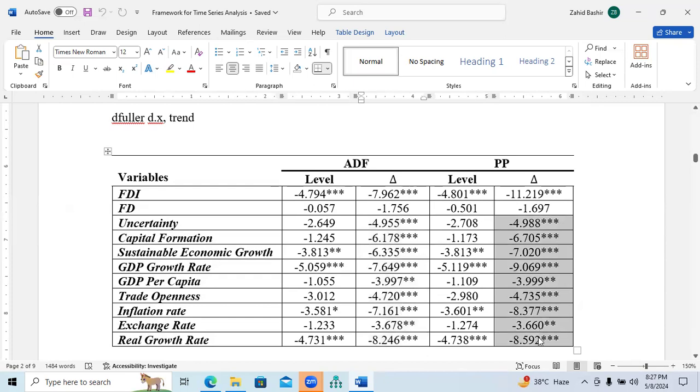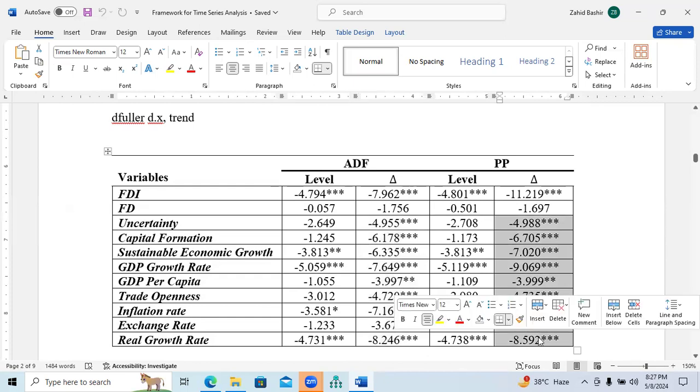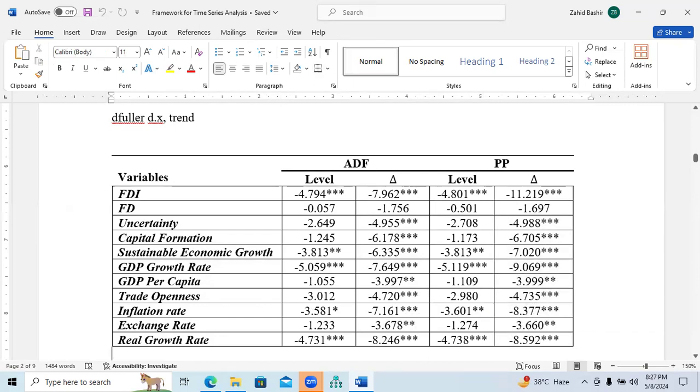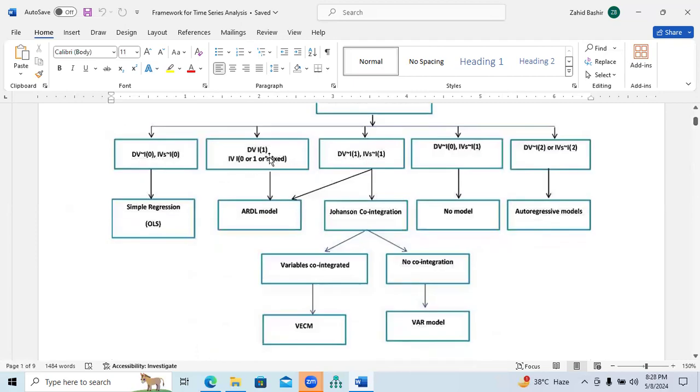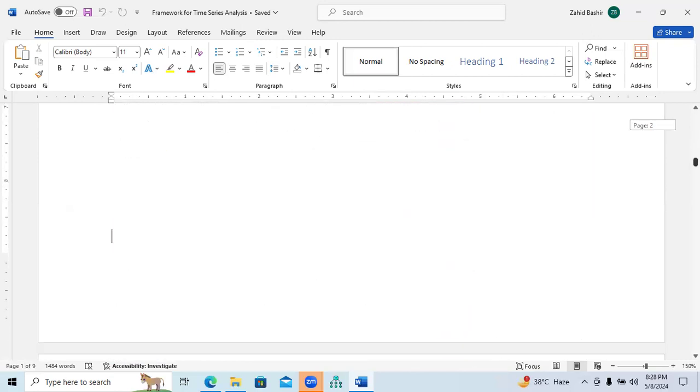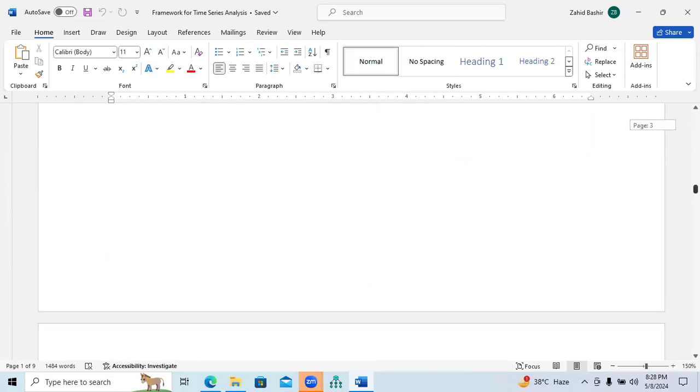So we can indicate here a mixed stationarity. Whenever your condition is fulfilled, it means if your dependent variable is stationary at 0 as well as at 1, and your independent variables are showing you mixed stationarity, it means you are going to apply the ARDL model. So let us start the procedure from here.